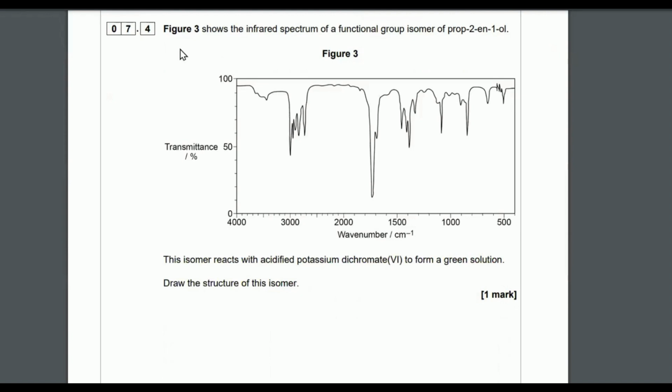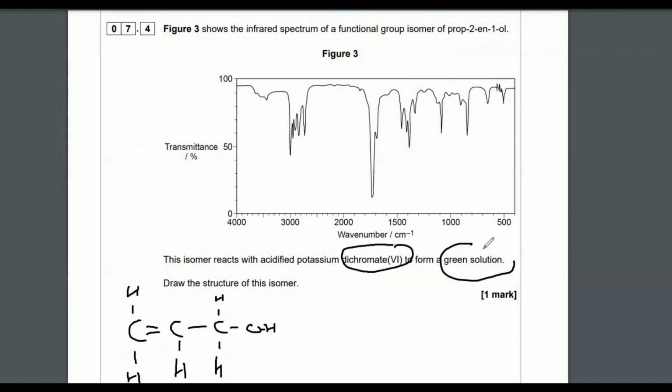Figure 3 shows the infrared spectrum of a functional group isomer of prop-2-en-1-ol. The isomer reacts with acidified potassium dichromate(VI) to form a green solution. Draw the structure of this isomer. So let's get up that structure again of prop-2-en-1-ol. There we go. This is the thing we want to get the isomer of.